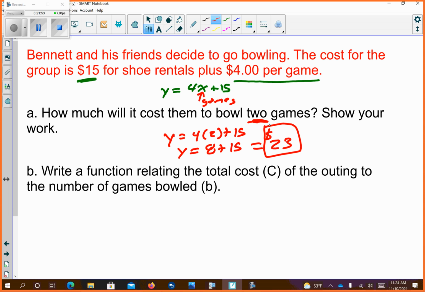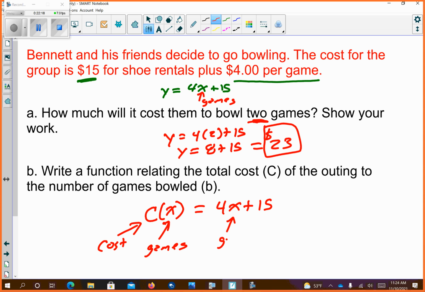All right. So write a function relating to the total cost of the outing for the number of games bowled. Oh, we already did that. So I had C of x. So that means our cost, these are our games, is equal to 4x plus 15. We already made it. Okay? That's going to be our games. So the number of games that we would bowl is on that.